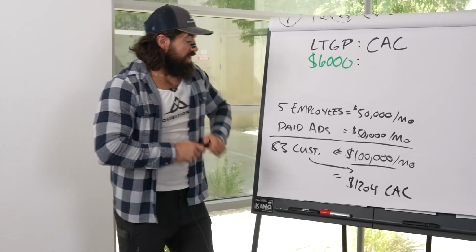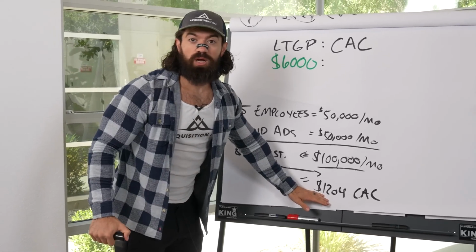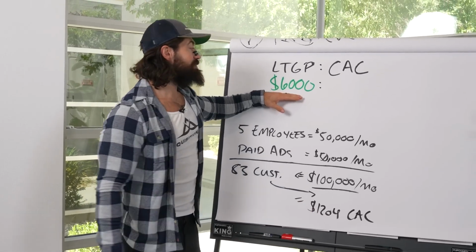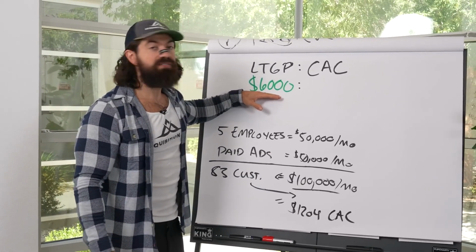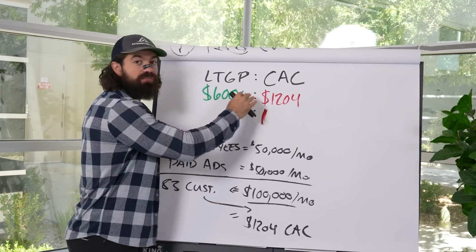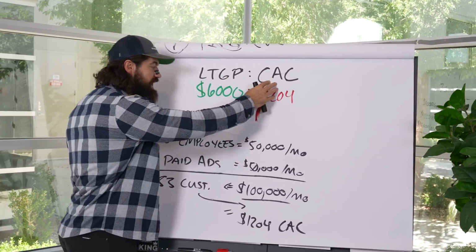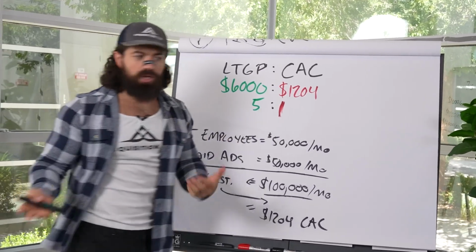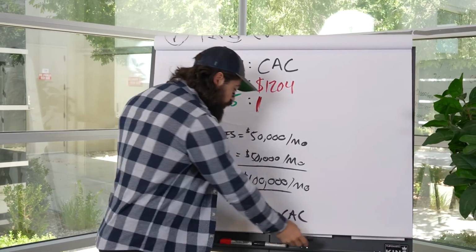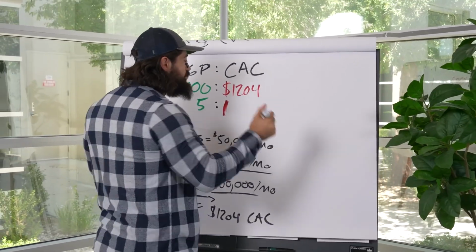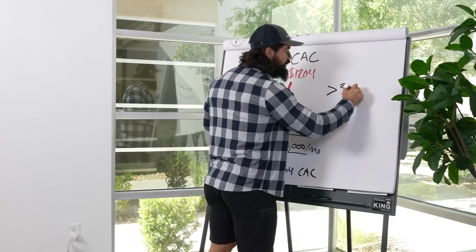Let's look at our math. If it has cost us $1,204 to acquire a customer, and that customer makes us $6,000 in lifetime gross profit, we're killing it. So that means that we have a 5-to-1 LTGP to CAC ratio. And if you're like, is that good or is that bad? 5-to-1 is great. You want to make sure that you're always at least greater than 3-to-1.